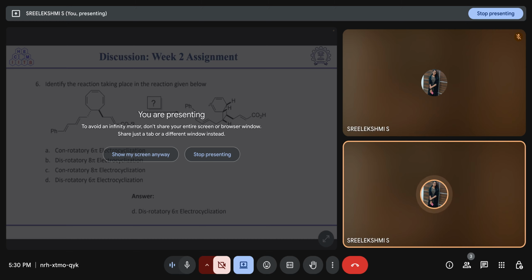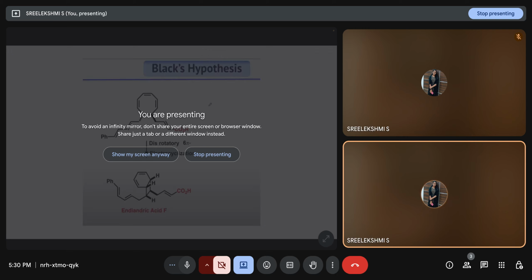So here the correct answer for this question is disrotatory 6-pi electrocyclization. So this compound will undergo disrotatory electrocyclization. So this electrocyclization is happening. So this will come here, this will go here, and this will go here, and we will get this cis hydrogen stereochemistry, which is endiandric acid F.